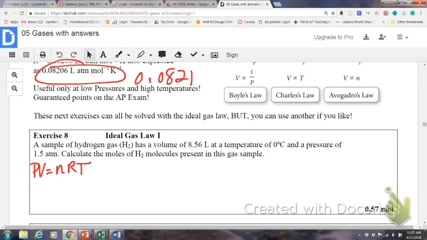They give you the list of constants. I can't remember if they give you 0.082. You can use either one.